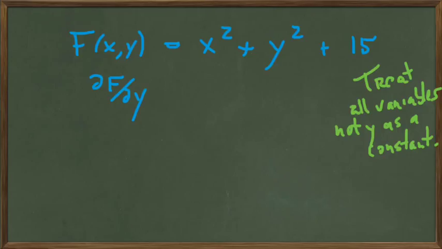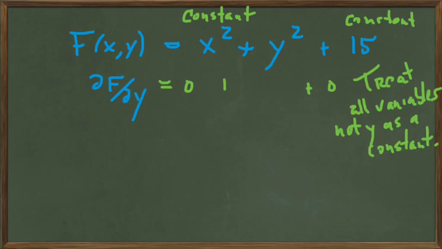So when we take the partial of this first term, we think of the x squared as being a constant, and we already know that the 15 is a constant, so the derivative with respect to y of those two terms is 0, and then when we look at the y squared term, we just differentiate it as we normally would. A derivative with respect to y and a partial with respect to y in this case are the same thing.